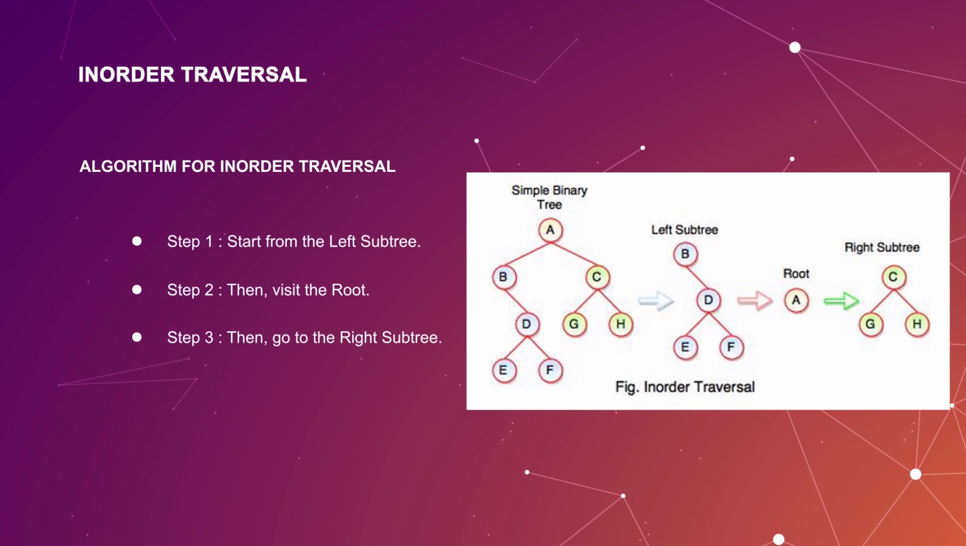The sequence of this tree is B, E, D, F, A, G, C, and the last one is H. This is the in order traversal.